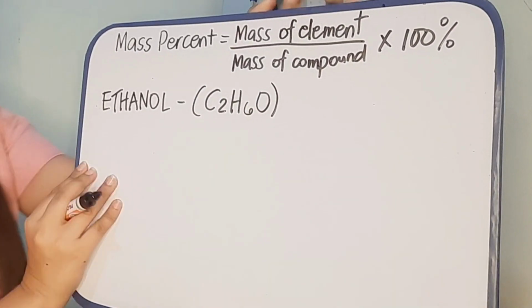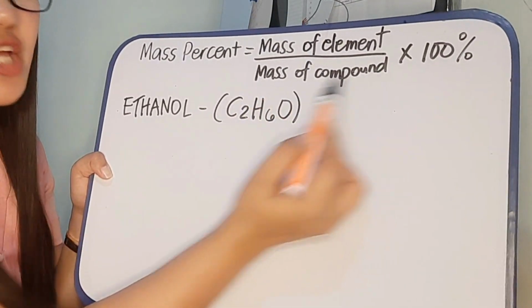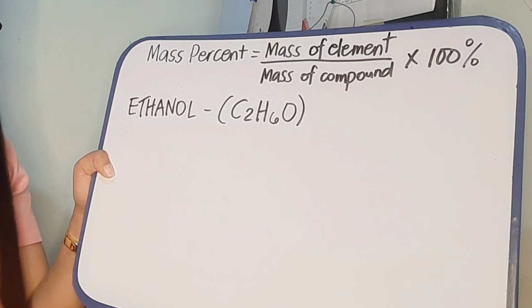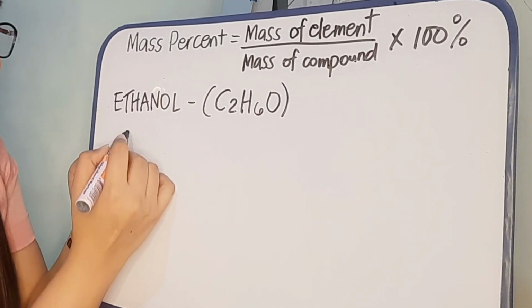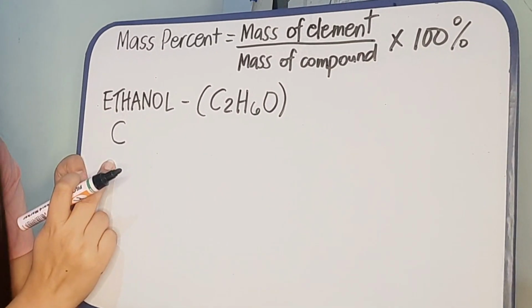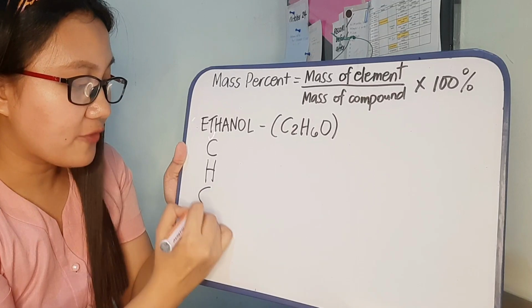Okay, now, so ang una nating gagawin kailangan muna nating malaman kung ano yung mass ng buong compound. So paano ba natin malalaman yung mass ng isang buong compound? Okay, so isulat natin dito. So we have C, we have H, and we have O.